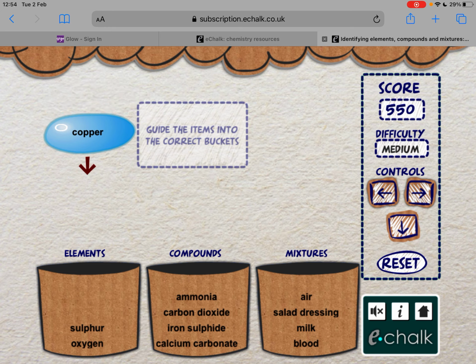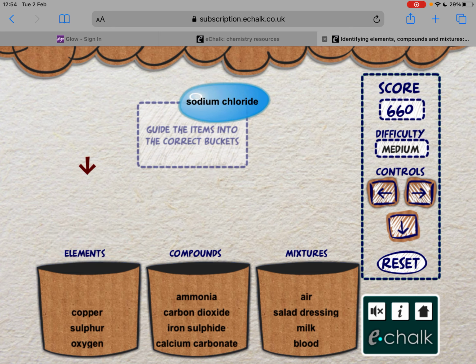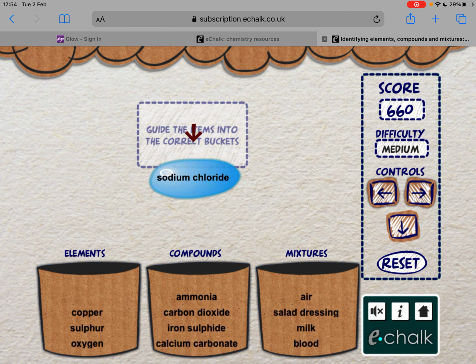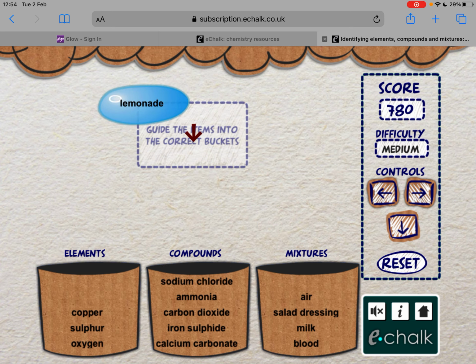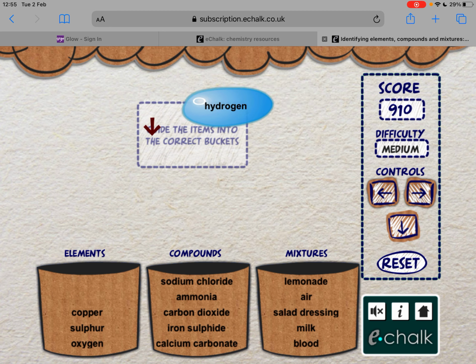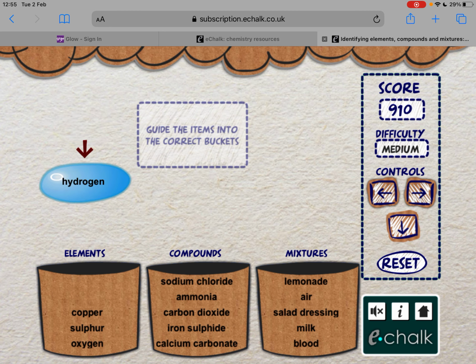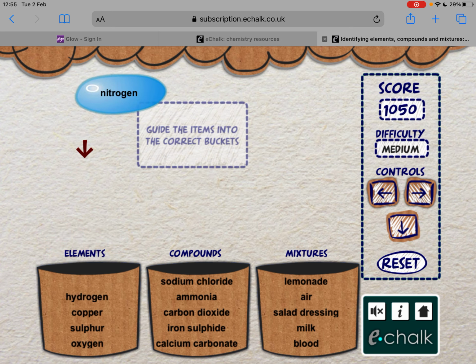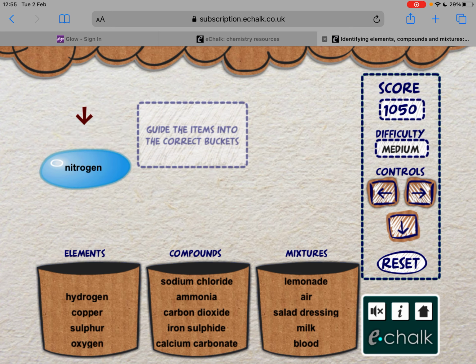Copper, another one that we find in the periodic table, so it goes into elements as well. Sodium chloride is another example of a compound. Lemonade is a mixture. Hydrogen we can find in the periodic table, so it is an element. And final one, nitrogen, is also in the periodic table, which makes it an element too.